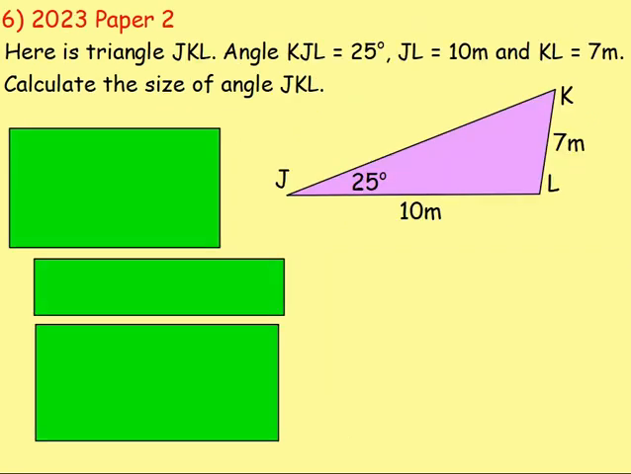Example 6 from the 2023 paper, Paper 2. Here is triangle JKL. Angle KJL is 25 degrees. JL, going from J to L, is 10 meters. And KL, from K to L, is 7 meters. Calculate the size of angle JKL. So, from J to K to L, that is the angle you are wanting to find.